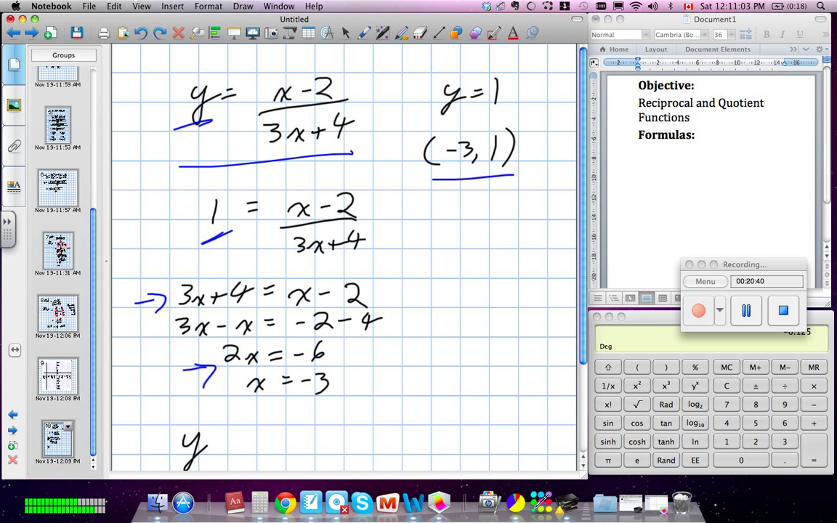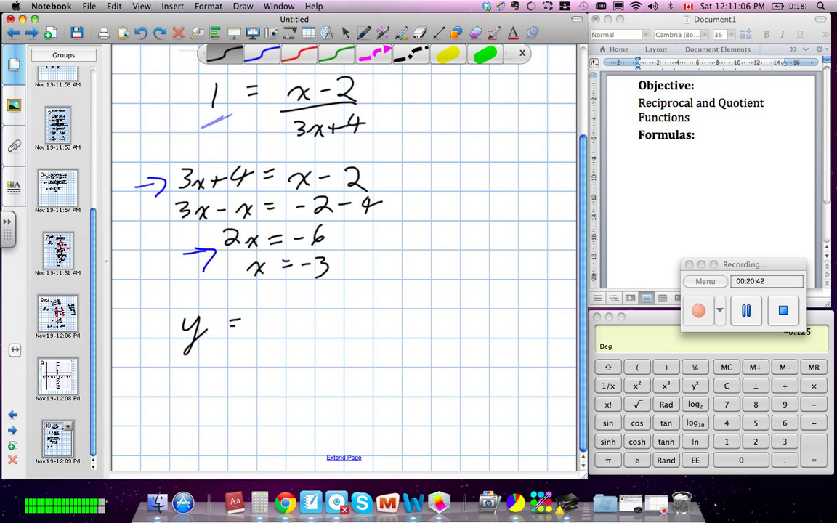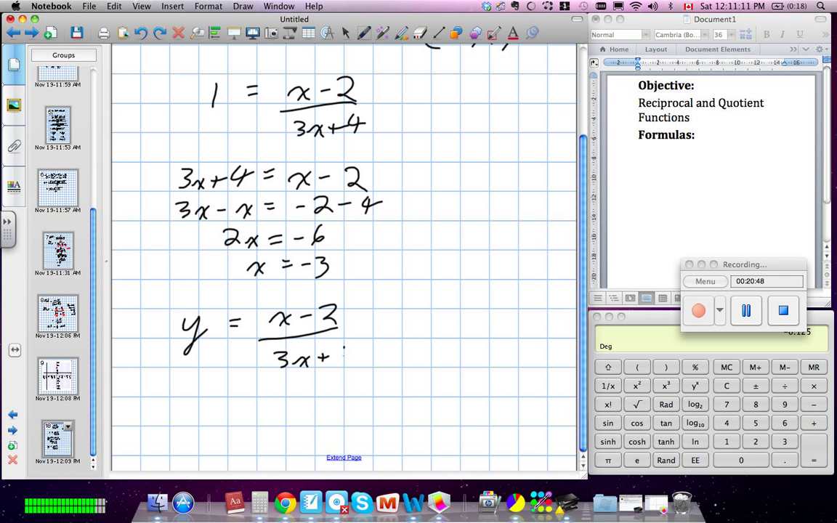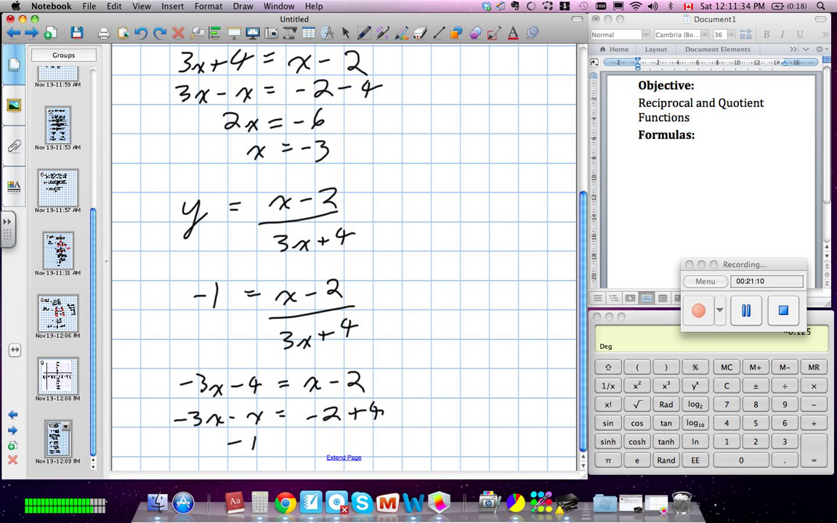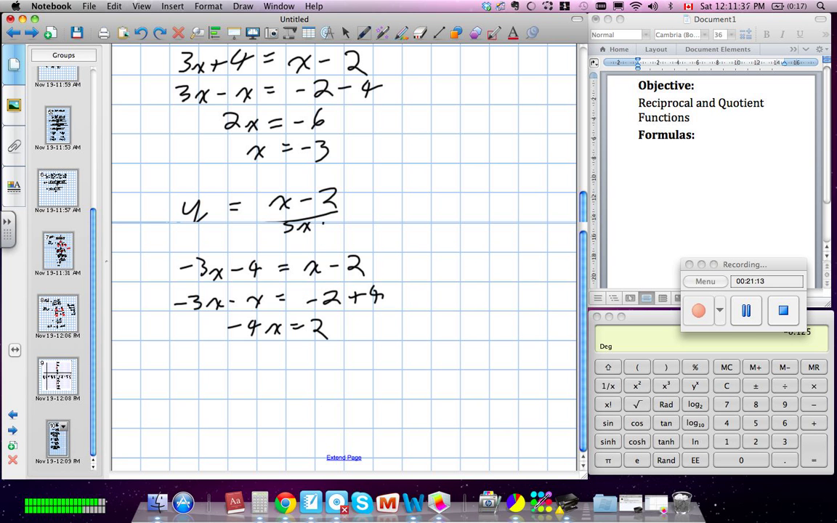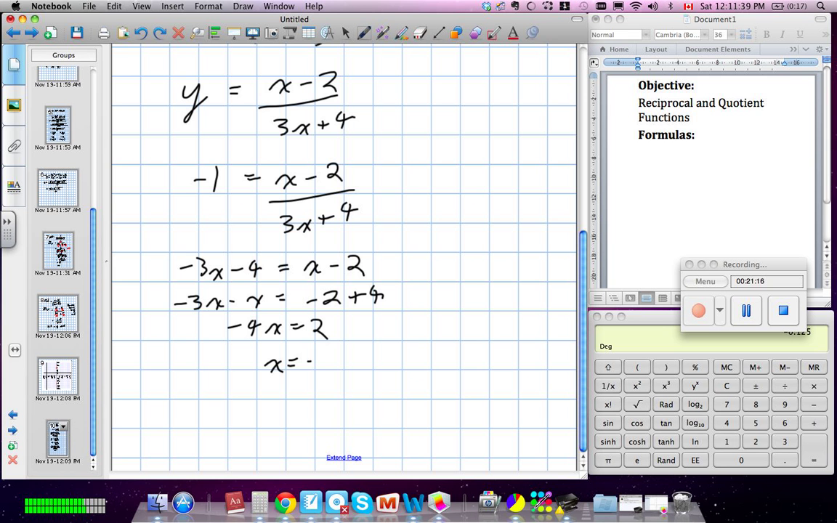Negative 1 equals (x minus 2) over (3x plus 4). When it's negative 1, same idea. We get negative 3x minus 4, because when I brought that over, I had to multiply by negative 1. Equals x minus 2, and I bring the x over, gets negative 3x minus x equals negative 2 plus 4. We get negative 4x equals 2, x is negative a half. So our coordinate is negative a half and negative 1.